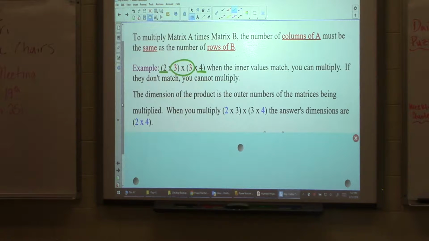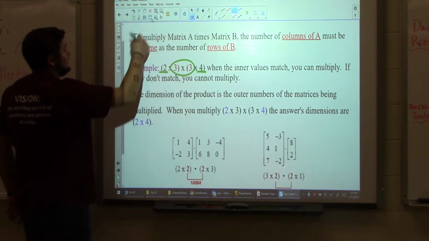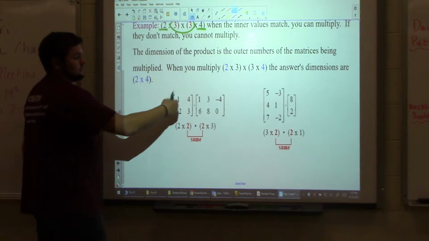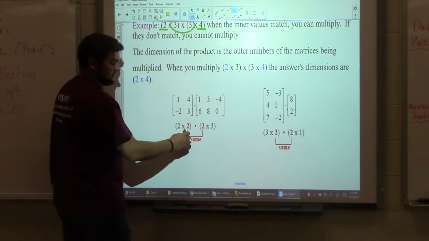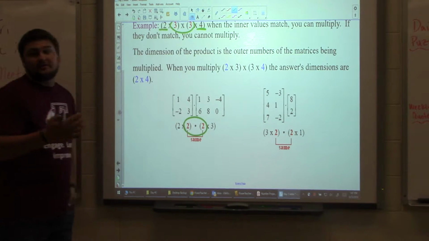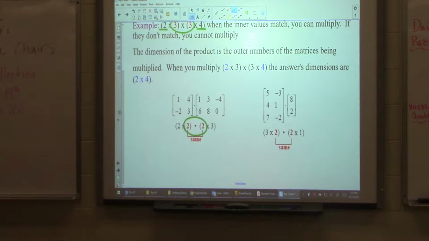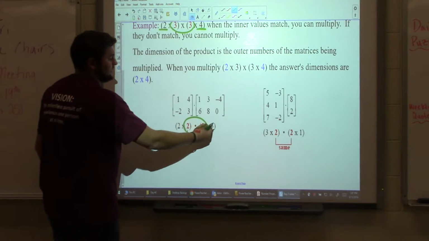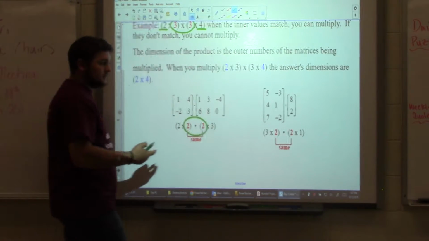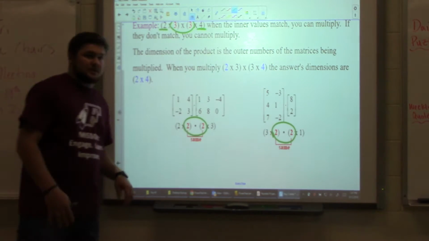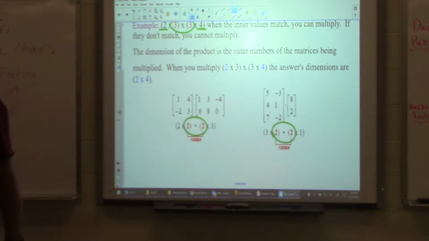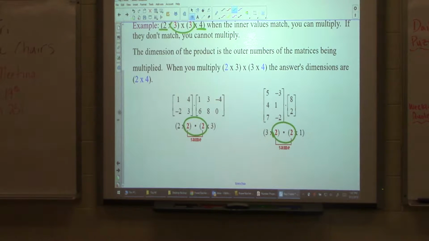Just another example here. If we're looking at matrices that we want to multiply, I have a 2 by 2 matrix times a 2 by 3 matrix. They're the same in the middle, so I could multiply them, and I would end up with a 2 by 3 matrix as my answer. A 3 by 2 times a 2 by 1, same in the middle, so I can multiply them and I'd end up with a 3 by 1 answer. Alright, does that kind of make sense?